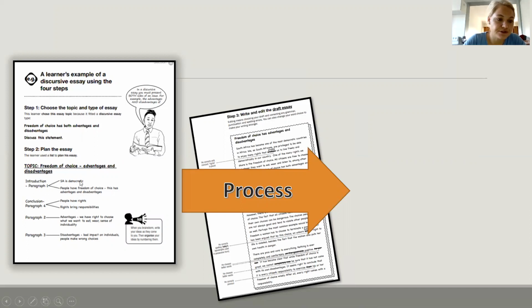We can see that this person is keeping to the instructions, so they will be on topic and not write about other things that are not important. And then you can see that this person chose to write on the conclusion. People have rights, so this will connect with the introduction. And rights bring responsibilities. Then the second paragraph, advantages, the third paragraph, disadvantages. And then you need to write and edit your draft essay.